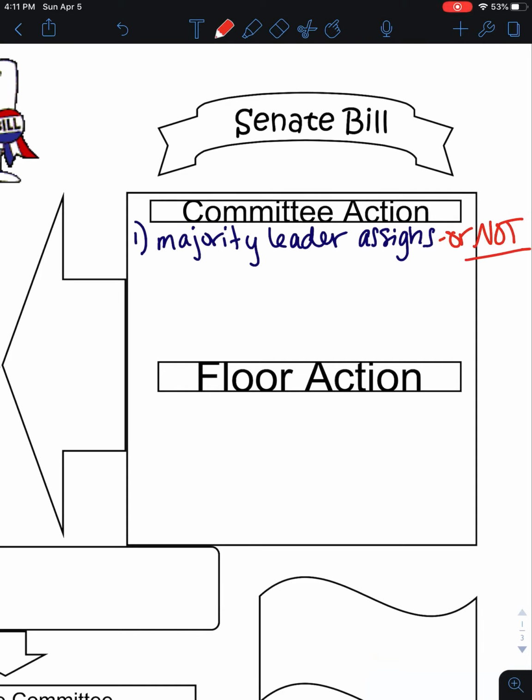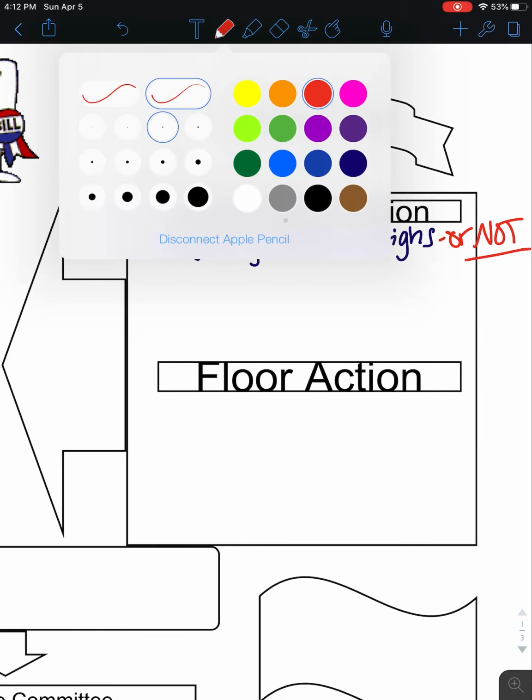So you're going to have this happen a lot in our current Congress, where our House is Democratic and our Senate is Republican. Pelosi will pass this bill off to Mitch McConnell, and Mitch McConnell will say, no, I don't like it. It has a left-leaning ideology, and he will let that bill die right away. But let's say, in this case, our bill does get assigned to a committee.